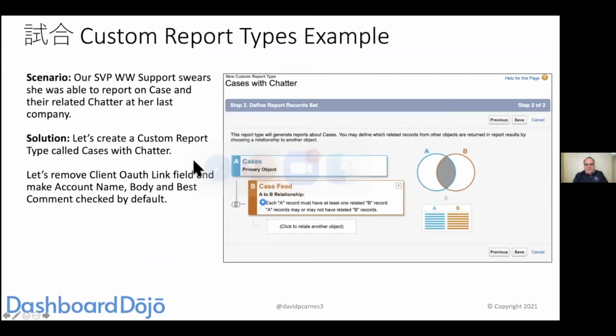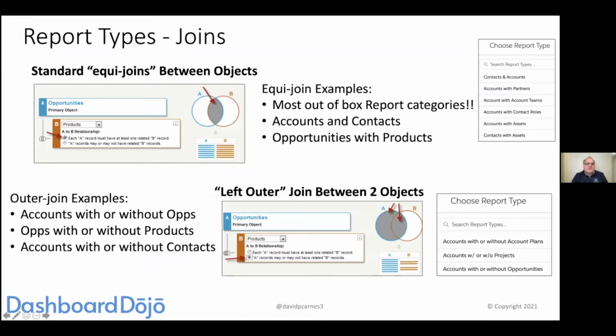All right, we'll do one more topic here. I did mention the joins. There are equijoins where in order to have an A, you have to have a B, and in order to have a B, you have to have an A. Many of the out-of-the-box report categories are this way. If you create a report on accounts and contacts, you'll never get an orphaned contact, or an account that has no contacts. So many of the out-of-the-box report types are this way.